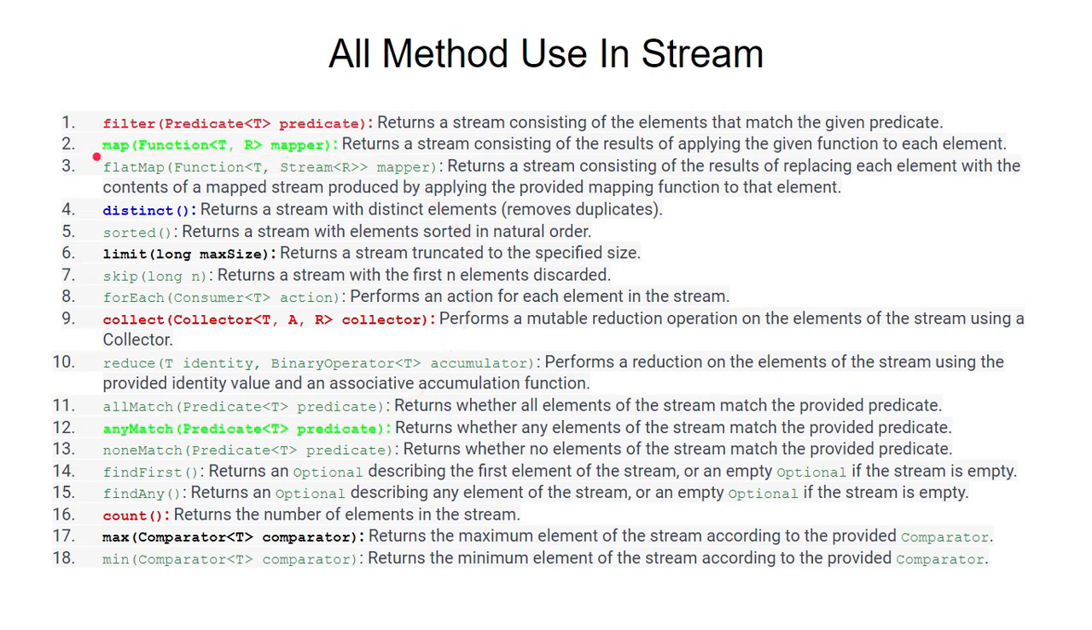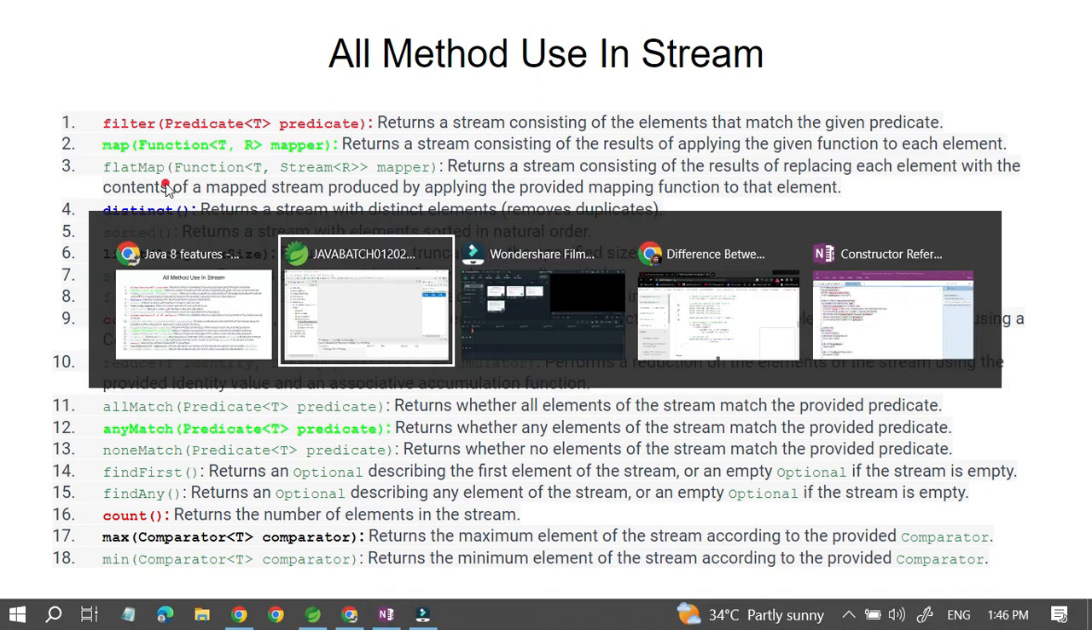For example, if you go with the map method, internally it takes the help of a function which will take one parameter and return one value. So if you understood the function interface or method reference, then only you can understand how this type of method works. It returns a stream consisting of the results of applying the given function to each element. So let me create one class, and we can understand the difference between map and flat map, and then do the operations on that.